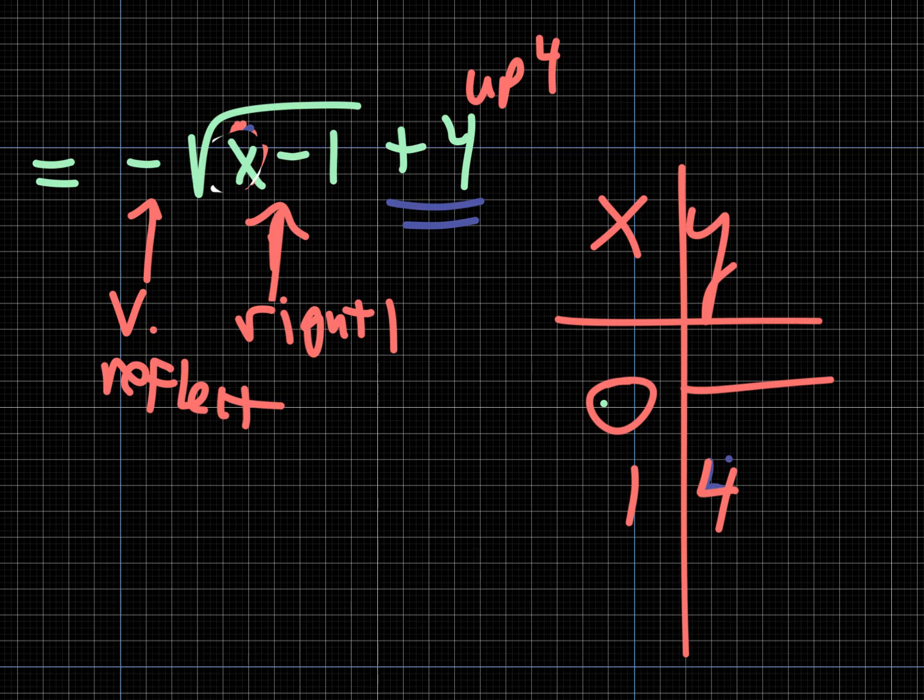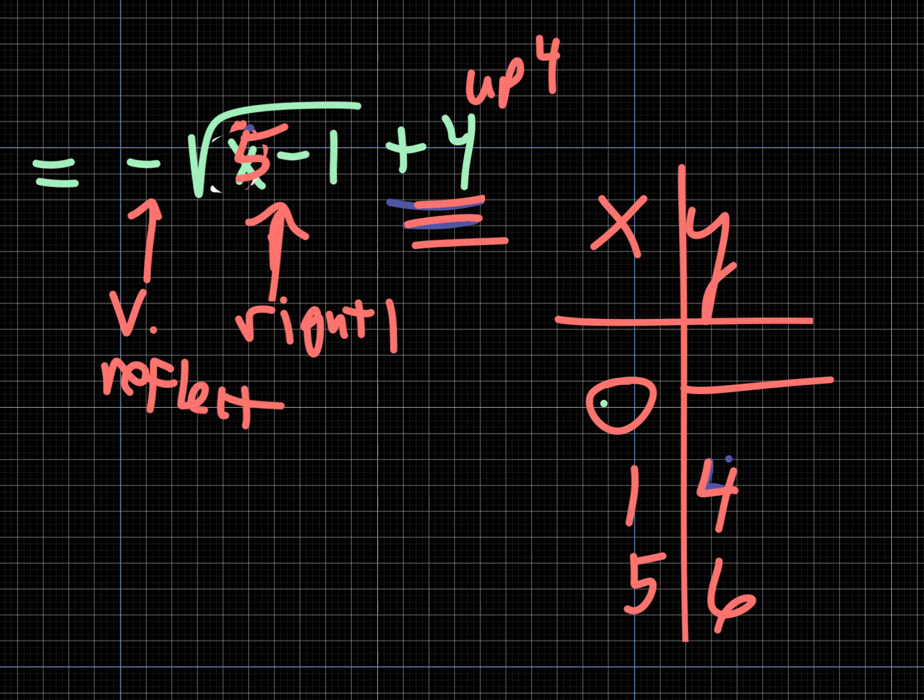Because if I put in 5, I get square root of 4, which is 2, plus the 4 makes 6. I put in a 5, and I got 2 plus the 4 makes 6. 5 comma 6. See what I'm doing there?